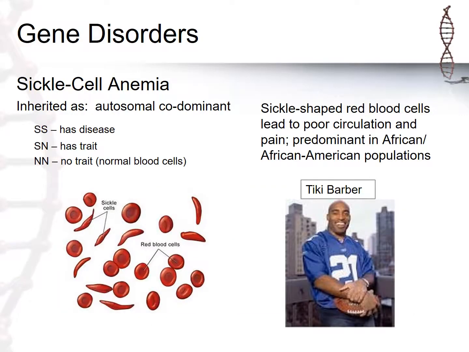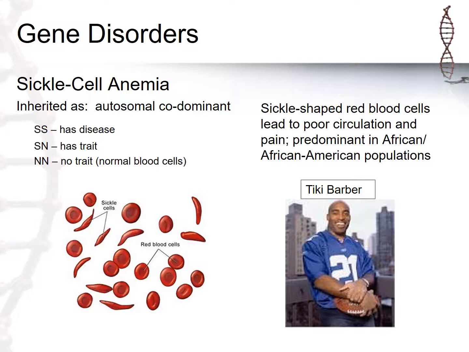Sickle cell anemia. It is autosomal codominant. This is an example of a codominant trait. If you have both sickle cell genes, you have the disease, and you have sickle cells. Sickle cell trait, SN, means you're a heterozygote: you have some sickle cells, but some normal cells. You don't often have the negative aspects of the disease, but you have the protective aspects of the disease.